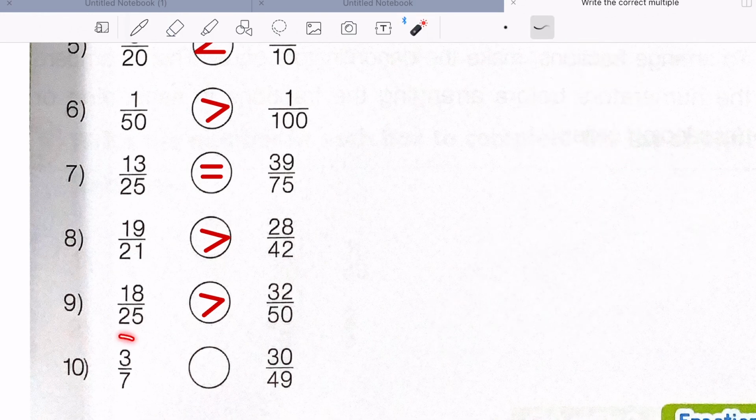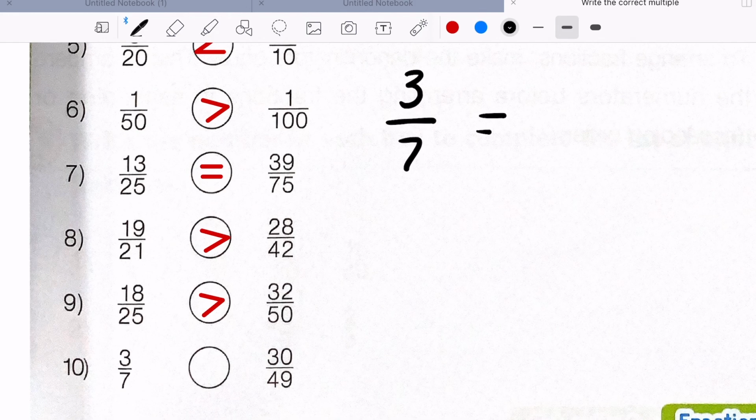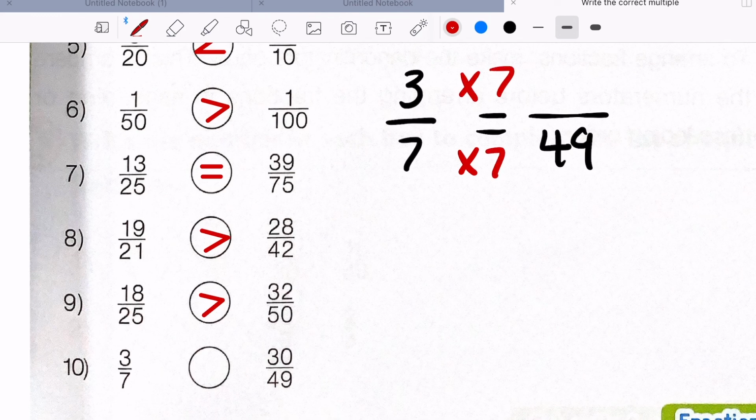Let's take a look at our last question of today. Number 10, 3/7 and 30/49. We have to make the denominators the same first. 7 into 49. So we're going to write that down. We have to turn it. 3/7 is equal to something over 49. 7 times what equals 49? 7 times 7. 3 times 7. We have to multiply the bottom and the top by the same number. So 3 times 7 is equal to 21.